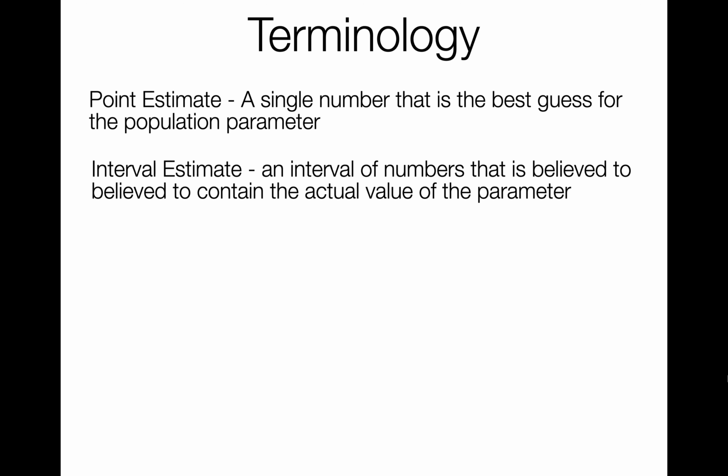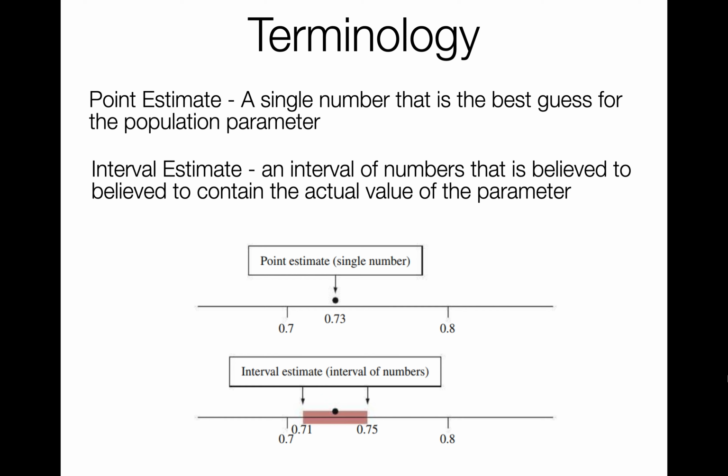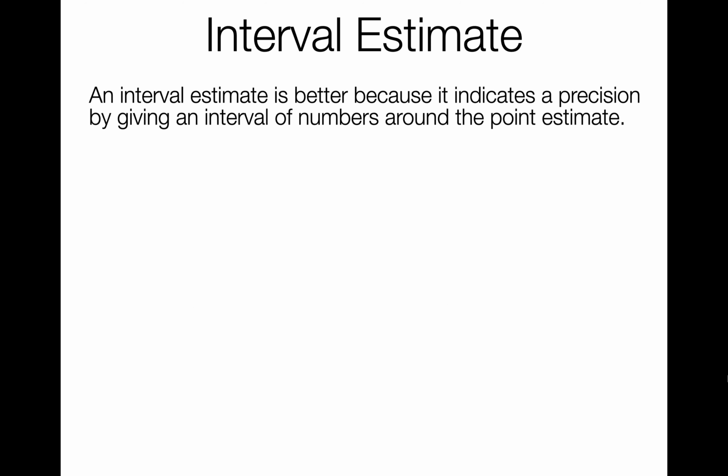Okay? And then an interval estimate is an interval of numbers that's believed to contain the actual value of the parameter. Okay, so you can give me a point estimate or an interval estimate. And so here's a visualization of what that might be. If I asked you for a single number, you might give me 0.73, but an interval estimate, you might give me, well, I believe it's between 0.71 and 0.75. Okay.